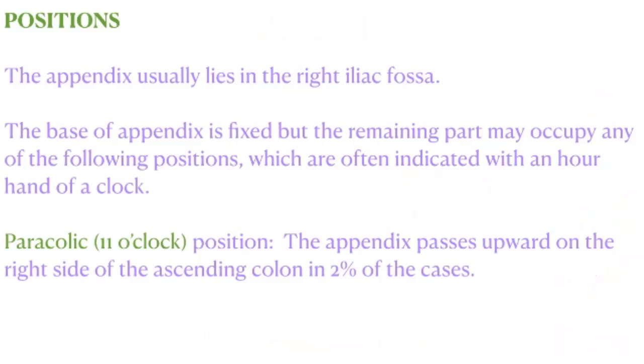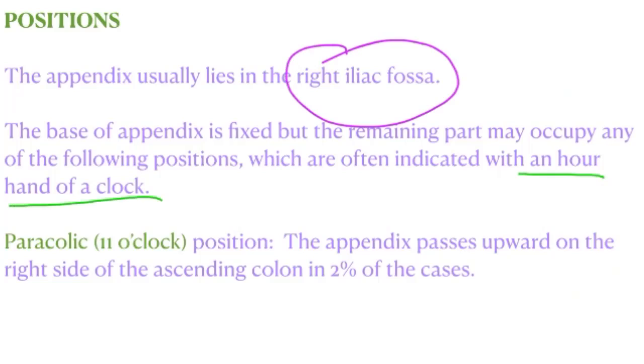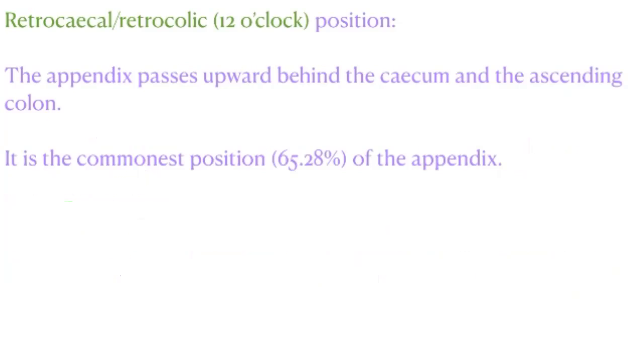Positions. The appendix usually lies in the right iliac fossa. The base of the appendix is fixed, but the remaining part may occupy any of the following positions, which are often indicated with the hour hand of a clock. Paracolic or 11 o'clock position: the appendix passes upward on the right side of the ascending colon in 2% of the cases. Okay, that is paracolic. Retrocecal or retrocolic: the appendix passes upward behind the cecum. Okay, this is the normal, commonest position, behind the cecum.